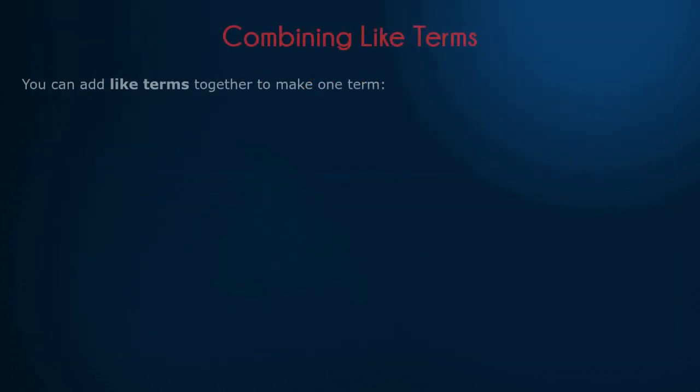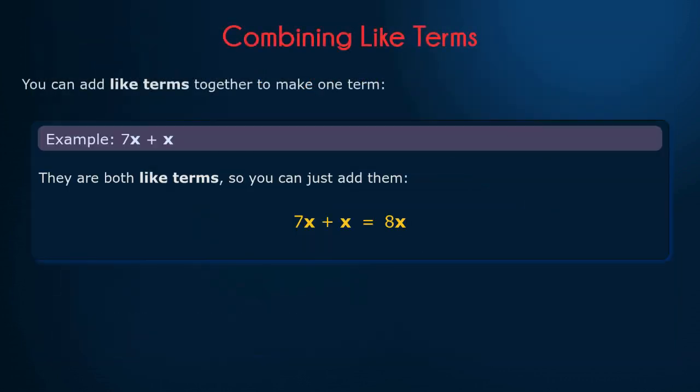You can add like terms together to make one term. Example: 7x plus x. They are both like terms, so you can just add them. 7x plus x equals 8x.